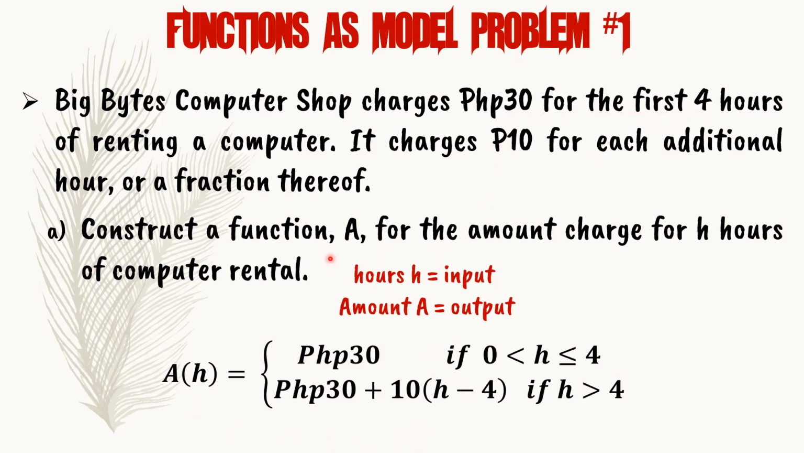Now, it charges 10 pesos. So for example, if you play for more than 4 hours, for instance 5 hours, the excess hour will be multiplied by 10. So we have here h minus 4, the excess of the first 4 hours, multiplied by 10 plus 30 if the number of hours is greater than 4. So this is the piecewise function for this problem.